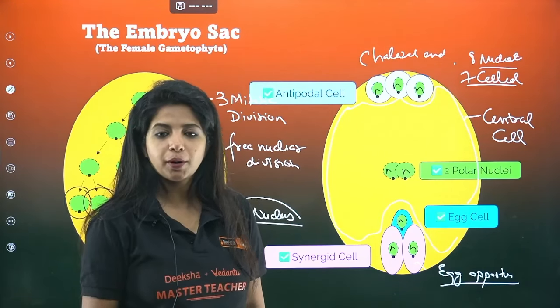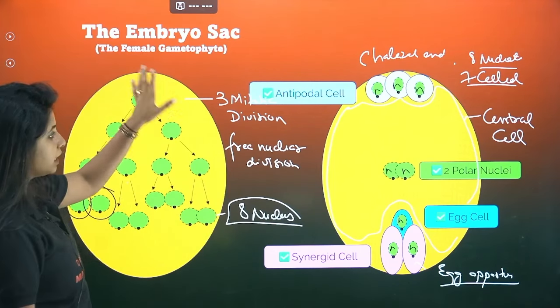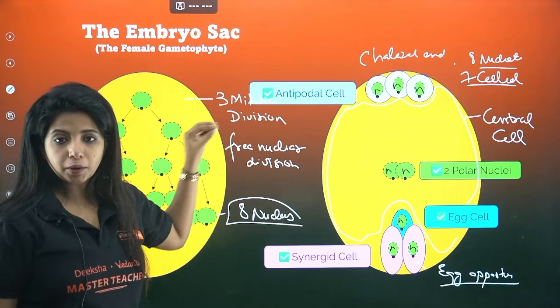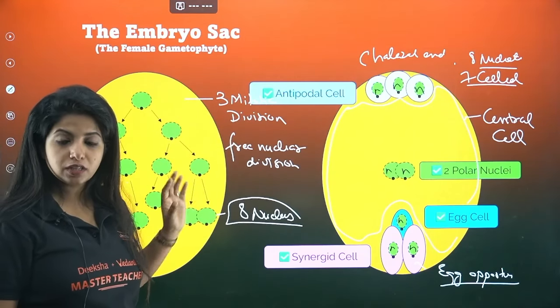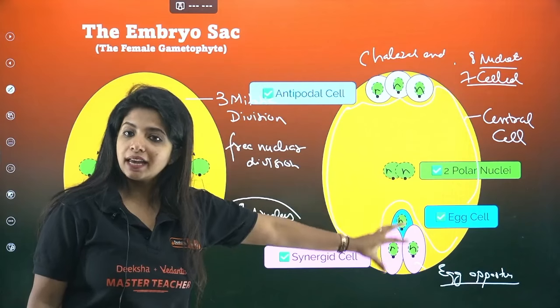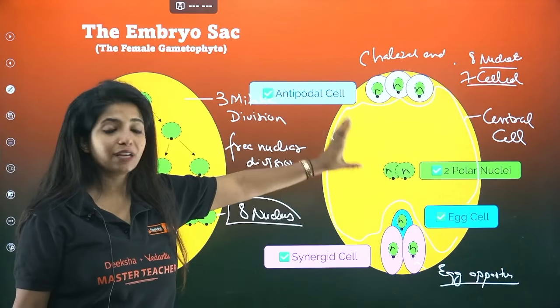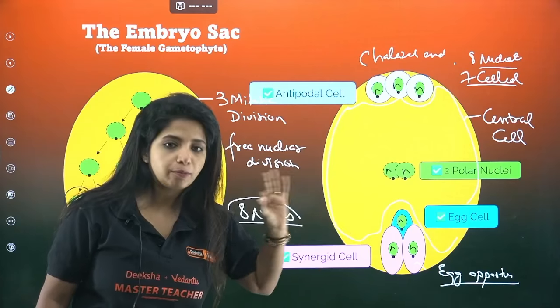Since we are anyway talking about all this, we can talk about double fertilization also. So my dear children, here it is free nuclear division, 3 mitotic divisions happen, later cell wall. Cell wall is not formed while the nucleus is dividing, later on cell wall formation happens, and then you get something like this. There is egg apparatus, there are antipodal cells, there is central cell with 2 polar nuclei. This is the only diploid cell out there. Everything else is haploid in nature.